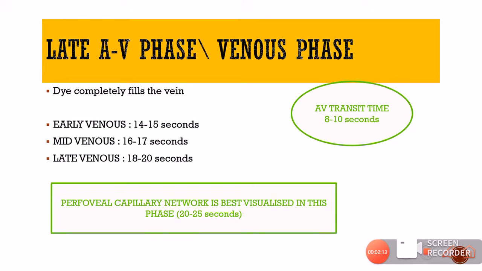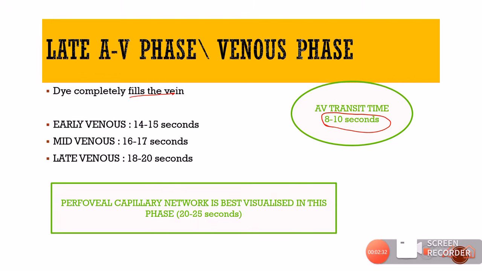Finally, we have the late AV phase or the venous phase, in which the entire vein is going to get filled up with the fluorescein. And here the dye is going to completely fill the vein, and it is going to take about 8 to 10 seconds total time for it to flow from the artery to the vein. So let us see how.